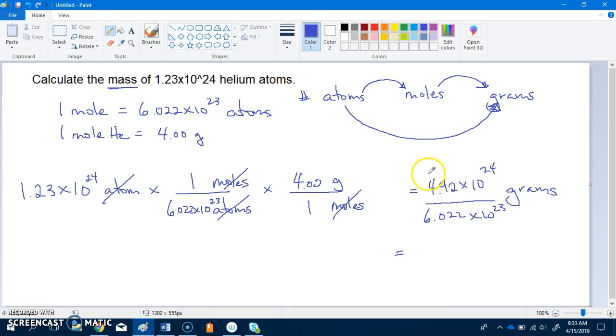Then I have to divide that. So I'm going to divide the coefficients first. 4.92 divided by 6.022 equals 0.817, and then 24 minus 23 will give me 1, grams. And then I'm just going to write this as a regular number. I'm going to move this decimal over 1, so I get 8.17 grams is the mass of 1.23 times 10 to the 24 helium atoms.